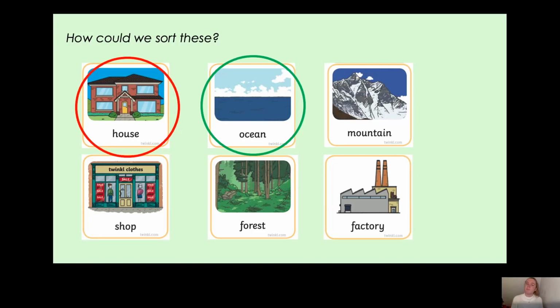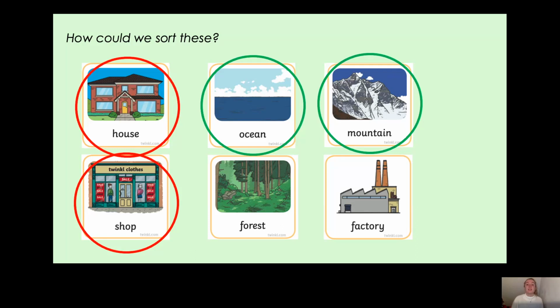Okay, what about a mountain? Has a mountain been built by humans or is it natural? Yes, you're right, it's natural. It hasn't been built. So therefore, it is a physical feature. Okay, next we've got a shop. Is a shop a human feature or a physical feature? What do you think? Has it been built by a human or is it natural? Yes, it's been built by a human and therefore it is a human feature.